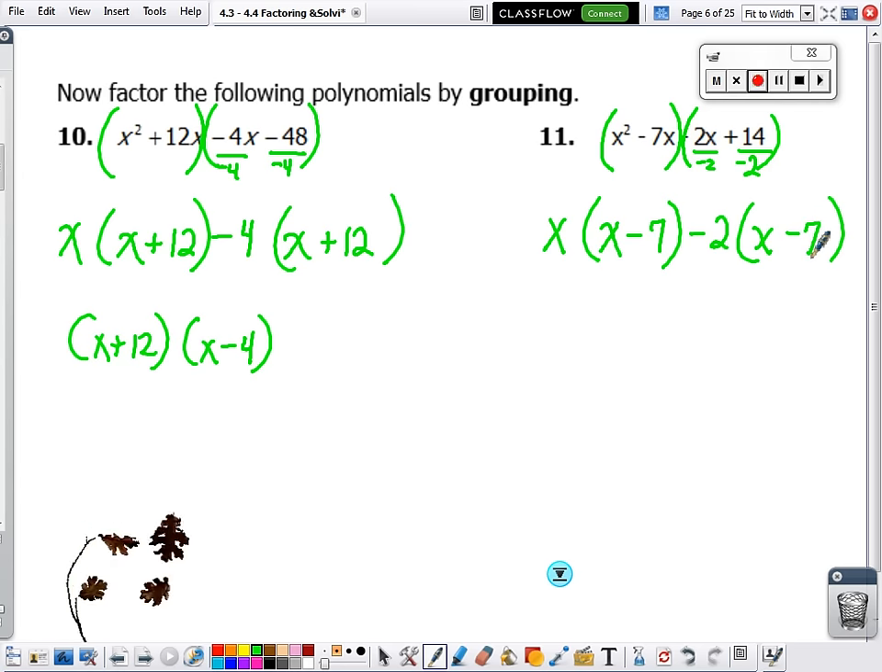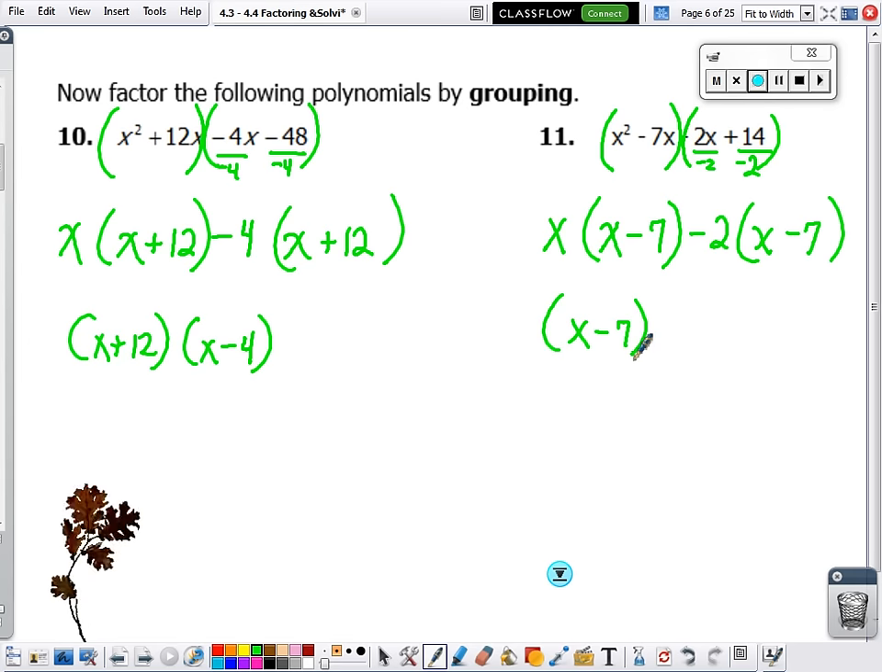If you did things correctly, what's left in the parentheses should match. So we're going to go ahead and pull out x minus 7 out of both terms, and we are left with x minus 2.